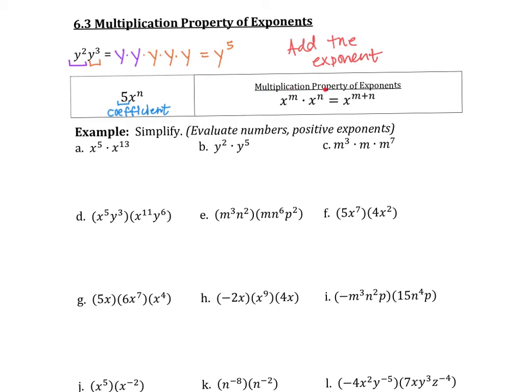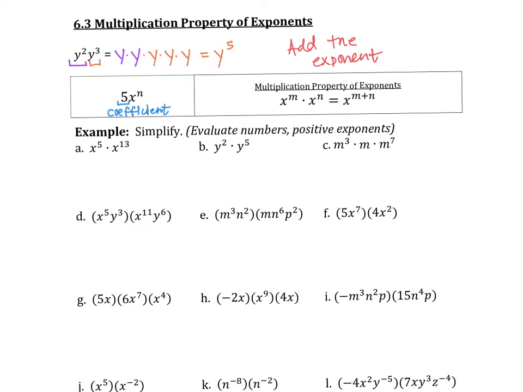Okay, so the multiplication property of exponents is if you're multiplying two terms with the same base, this has an x and this also has an x, you can add the exponents. So this is m, this is n, this is m plus n. Okay, so for the examples, we're going to simplify them. And remember, that means if there's numbers, we evaluate them, and in our final answer, we would like to have only positive exponents.